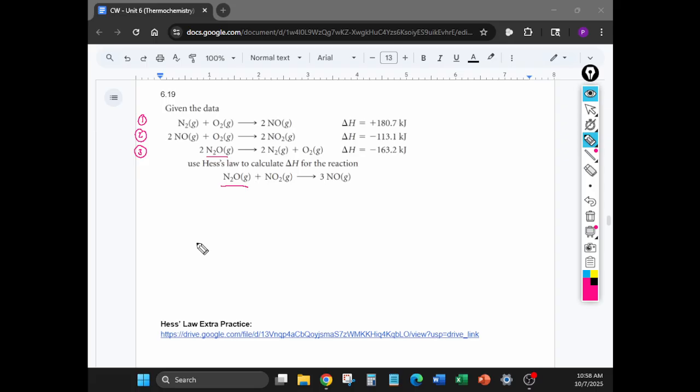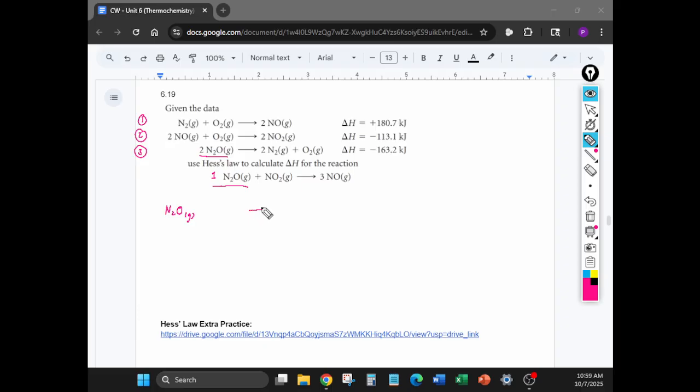So we're going to copy down this reaction. But before we do that, let's take a look at the coefficients. In the final reaction, you want 1 N2O, right? But if you look at equation 3, how many N2Os are there? 2. So we actually want to divide equation 3 in half. We're going to divide everything in here by half. So let's copy it down. N2O gas. If we divide this by 2, it becomes 1, right?